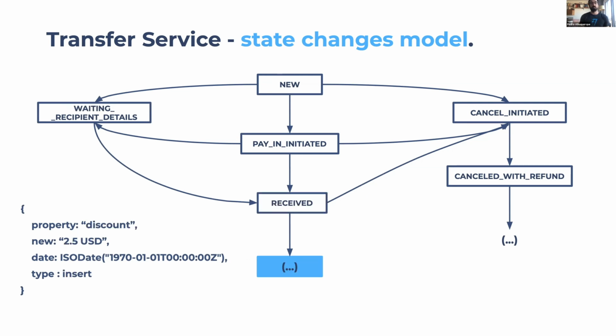Further down in the state machine, a transfer can have some of its attributes updated. In this example, the transfer was subject to a discount, and the attribute discount and its value was added to the transfer.